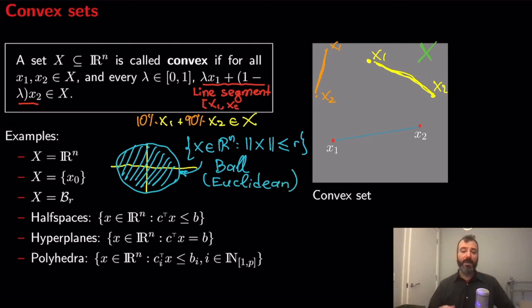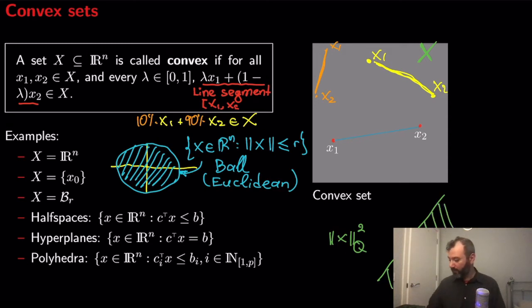But even if you take a different norm, if you take norm 1, if you take norm infinity, if you take this norm with a matrix Q that is symmetric, positive definite, then what you will get is again a convex set. Balls are convex sets. Then you have this type of set that is convex. It is called a half space. A half space geometrically looks like this.